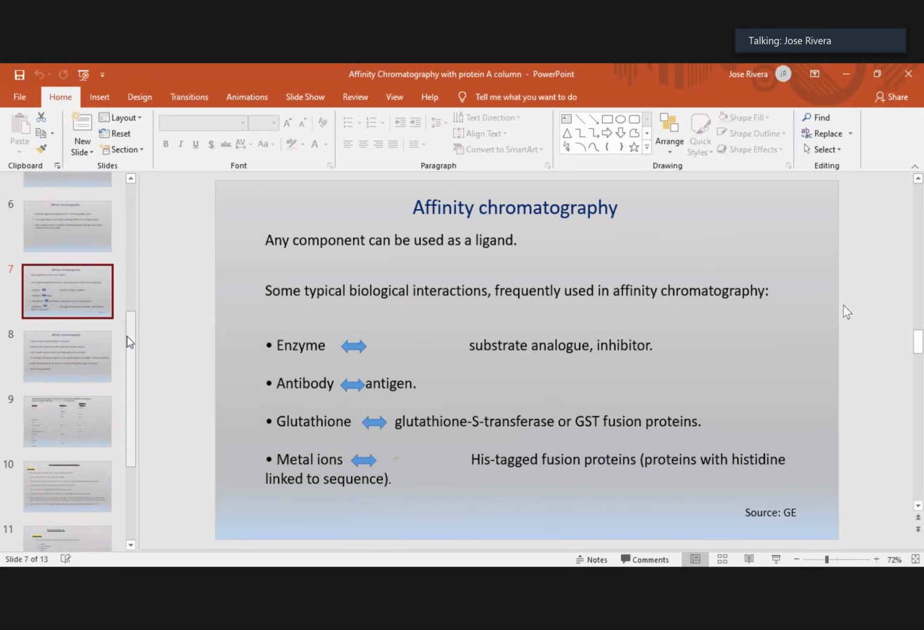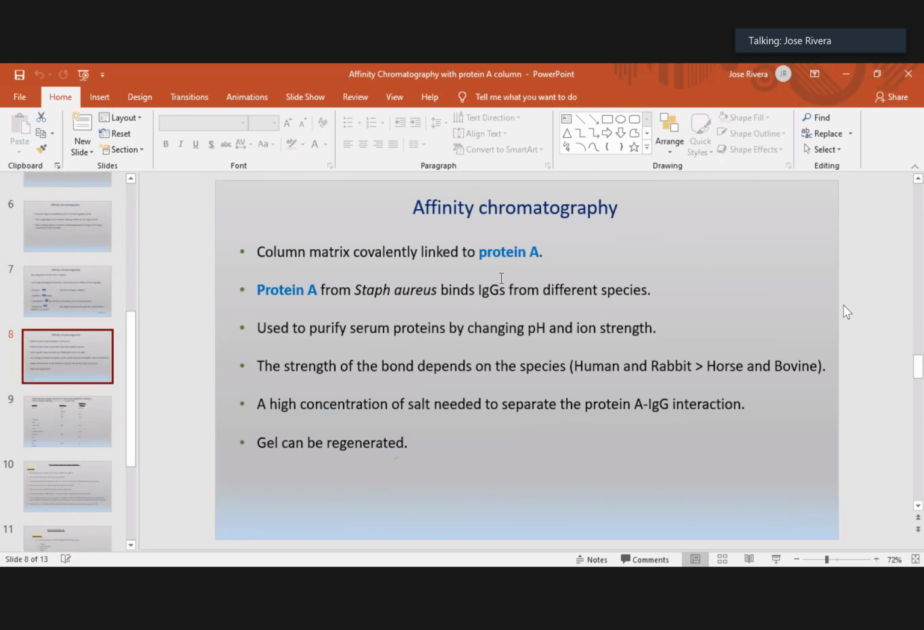Okay, so I'm getting to the end here. In our case, if we go to the labs, well, we're not going to go to the lab soon, but if we're going to go, we might be able to do this where we have a column that is already linked to protein A, so that would be the ligand. And like I said, protein A is from Staph aureus, and it binds specifically to IgGs.